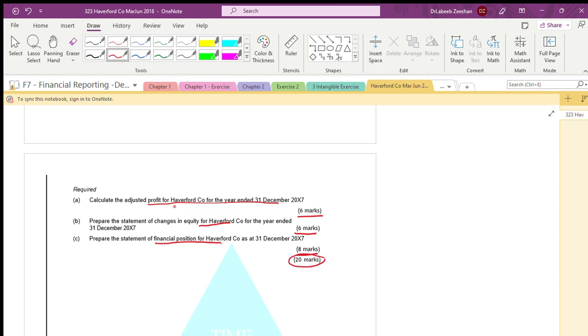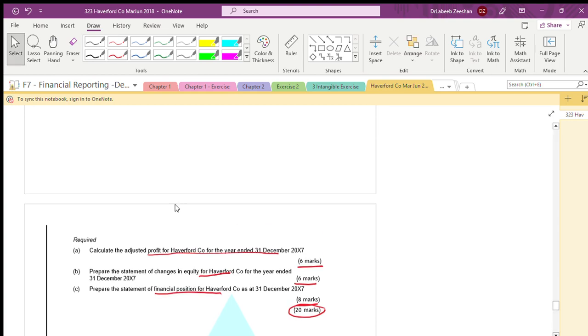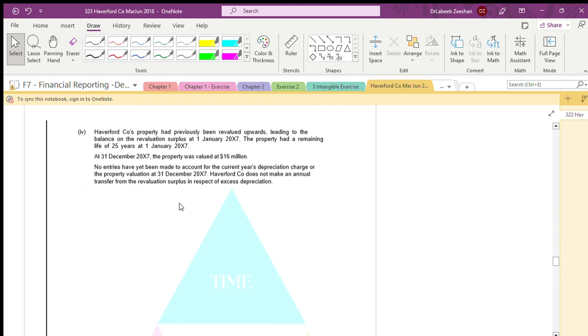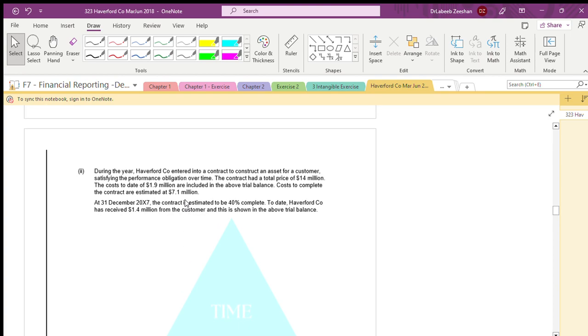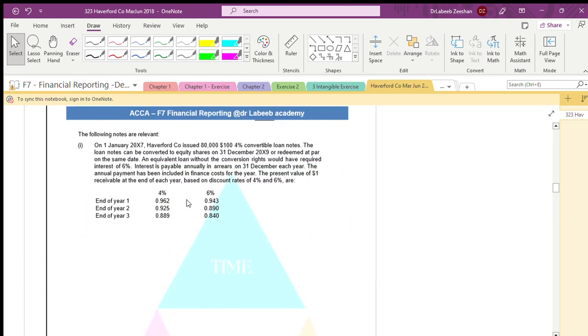We should have a very sound understanding about the financial statements and how best we can deal with them. Now come back to the question. During the reading time, just go through quickly what they are saying. They have given the trial balance, and we'll take that subsequently. The following notes are relevant.